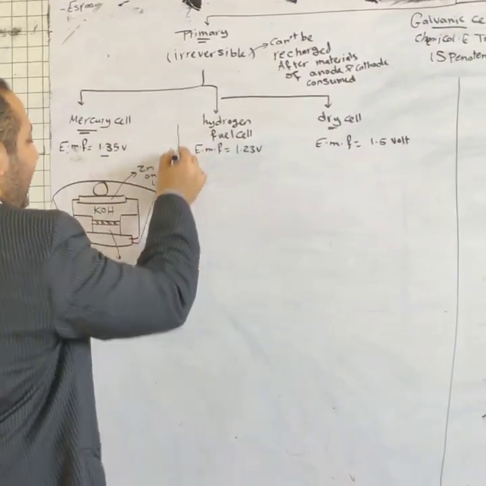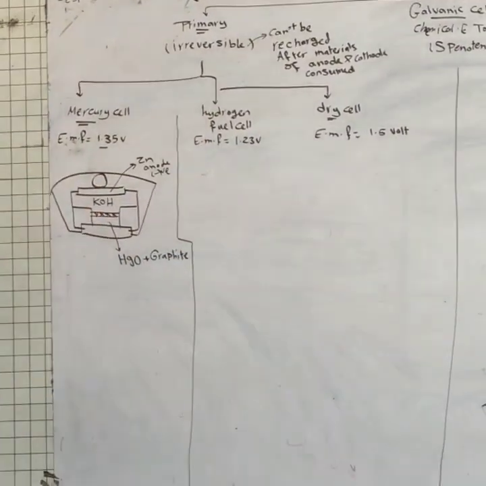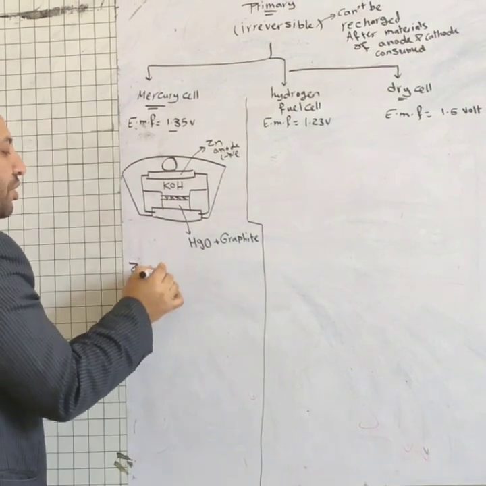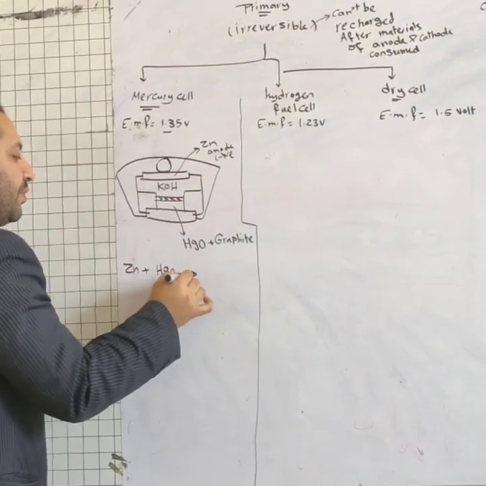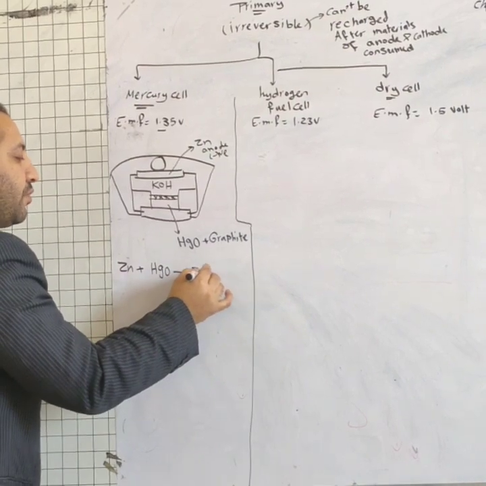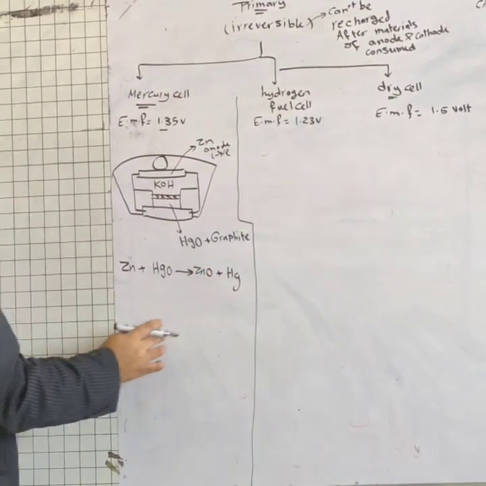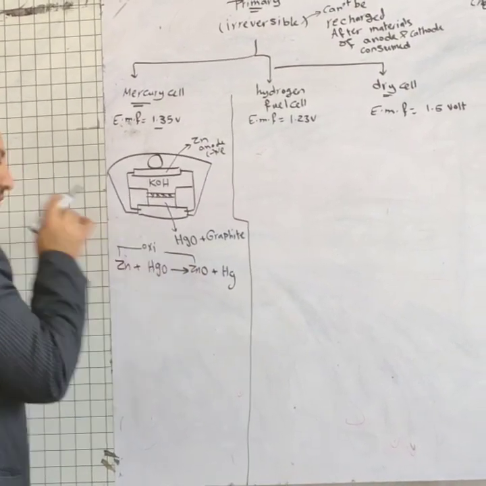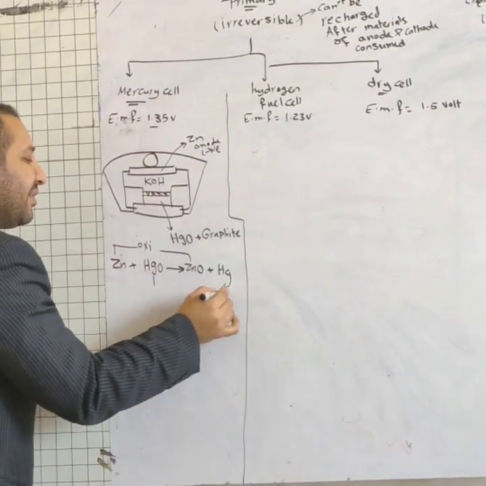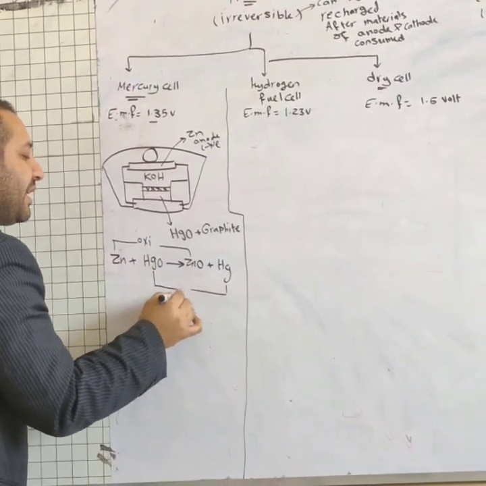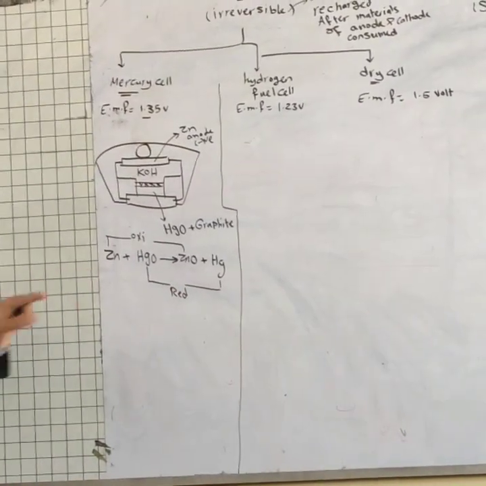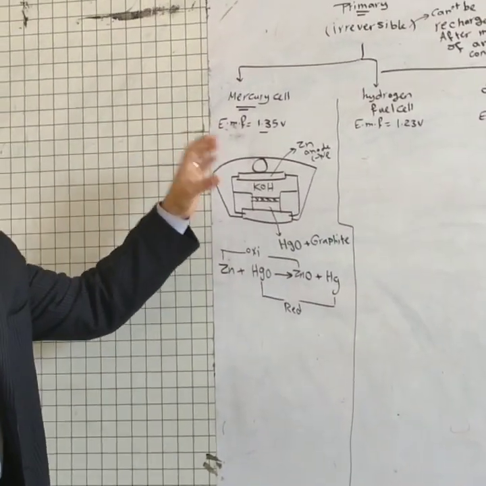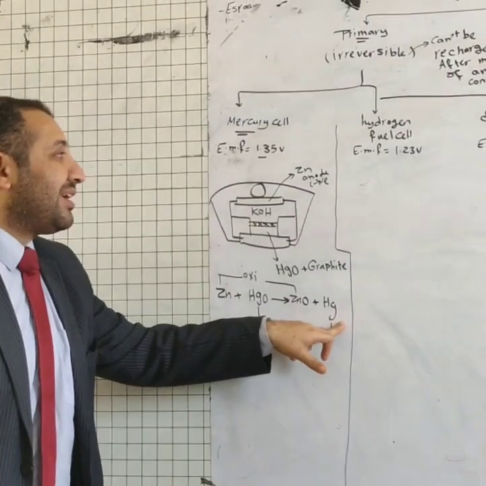We are going to talk about the reactions taking place in this cell. The reaction is as follows: zinc plus HgO produces zinc oxide, ZnO, plus Hg. Zinc converted into zinc oxide is an oxidation process. Mercury oxide converted into mercury is a reduction process. The reduced mercury is a toxic material, so we can't open it, and it is made compact to keep it away from children.